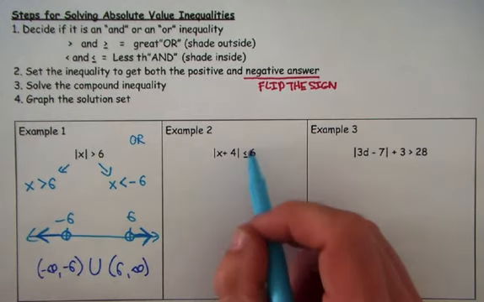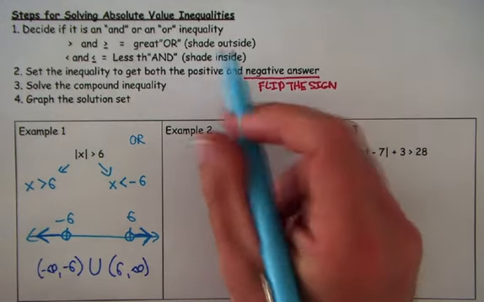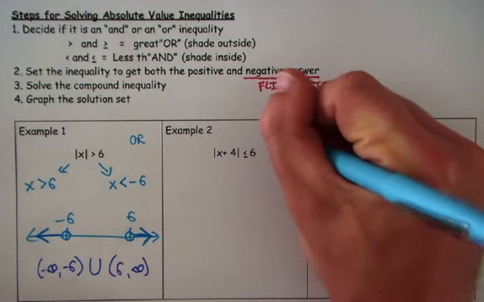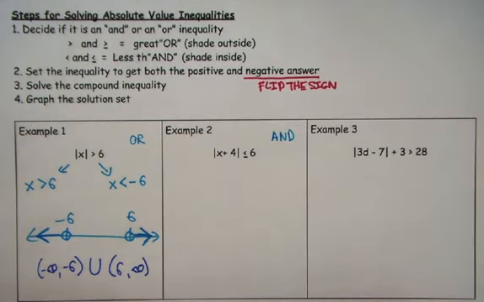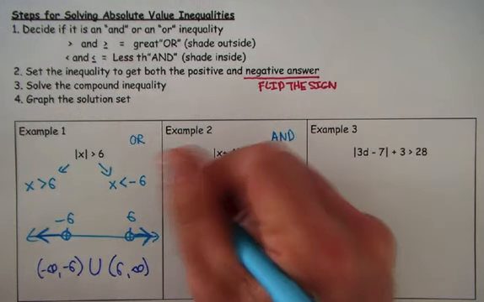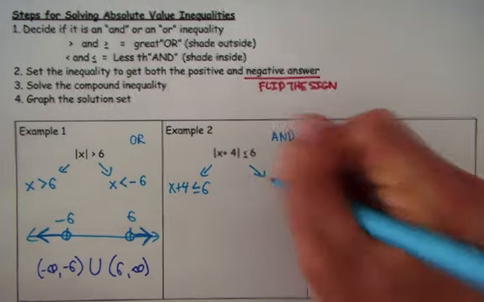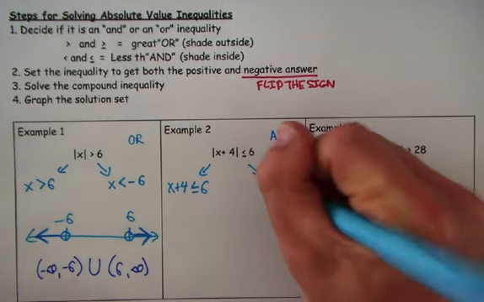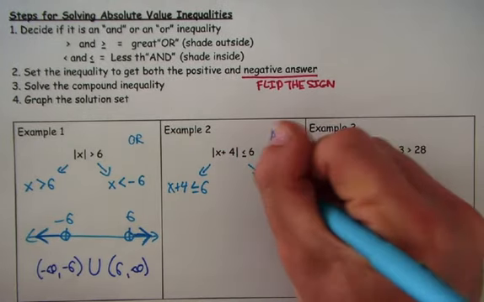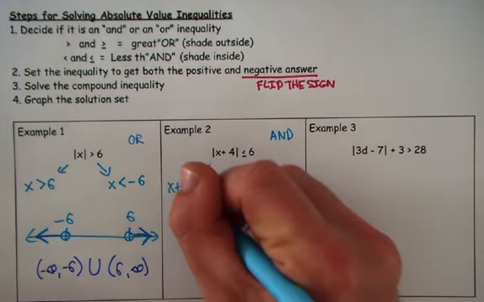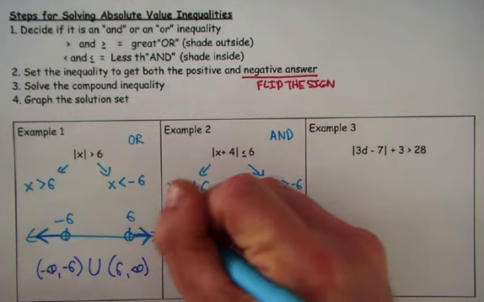Here we have the absolute value of x plus 4 is less than 6. Is it an and or an or? Well, it's less than, so we think this is going to be an and, right? Or a sandwich, shade the inside. Over here, we're going to have x plus 4 less than or equal to 6. Over here, we're going to have x plus 4. We're flipping the sign, so it's greater than or equal to negative 6. Let's solve. Subtract 4, x less than or equal to 2.